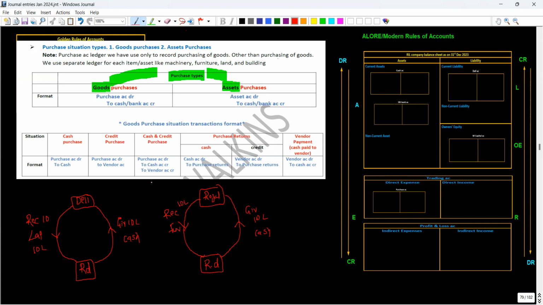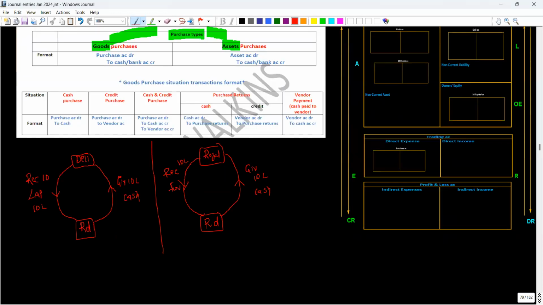So the question for the first example is like this: Reliance Digital purchased laptops from Dell company with cash 10 lakhs. Reliance Digital purchased furniture with cash 10 lakhs from the Royal company. Both questions look the same or not? Yes, sir. They give these two types of questions. It is also a purchase related transaction.